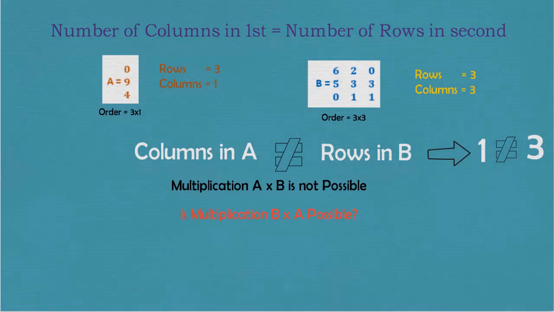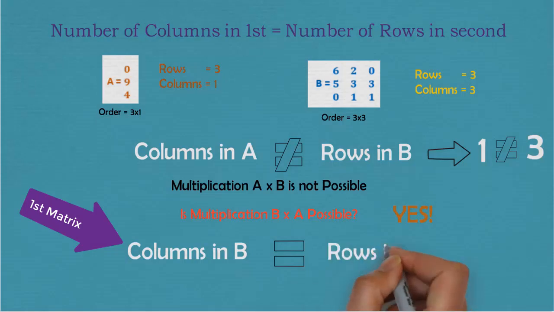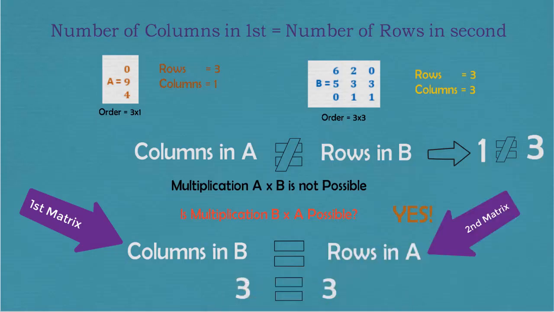But is multiplication BA possible? Yes, it is possible because the number of columns in B, which are 3, is equal to the number of rows in A, which are 3. So as 3 is equal to 3, the multiplication BA is possible, but the multiplication AB is not possible. On the next slide, there is an example where AB and BA both are possible.